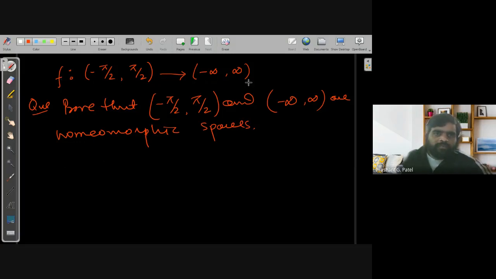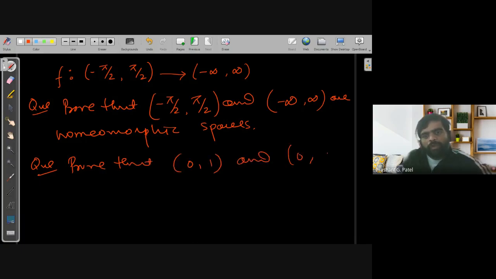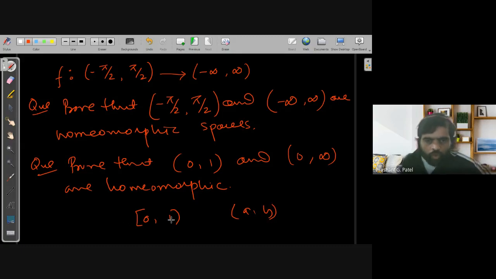So ultimately I need a function from this space to this space. Another question I'm giving you: prove that the open interval (0, 1) and the open interval (0, infinity) are homeomorphic. This will never be homeomorphic to each other: the closed interval [0, 1) with one end open, because we have proved that if it is a homeomorphism, then it preserves openness and it preserves closedness. So due to that, this will never be true.